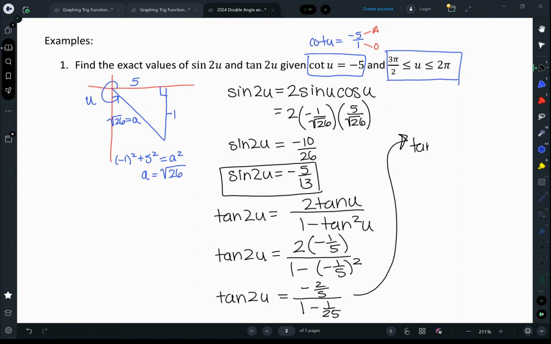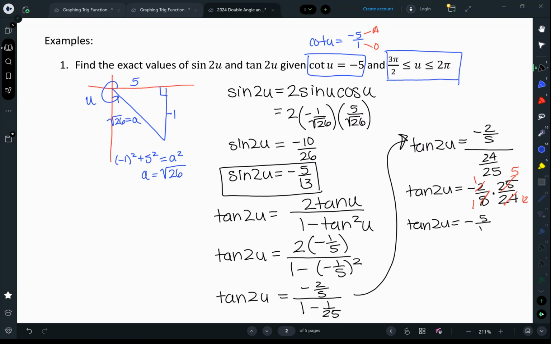So now I have that the tangent of 2u is equal to negative 2/5 over 24/25. And simplifying this, I'm going to multiply by my reciprocal. And you don't need to show this work, but I'm just going to show it so people can follow along. And then I'm going to go ahead and simplify. So here we have reduced by 5, a 1 and a 5, reduced by 2, a 1 and a 12. And I'm going to get that the tangent of 2u is equal to negative 5 over 12. And there we go. We have our tangent of 2u and our sine of 2u.